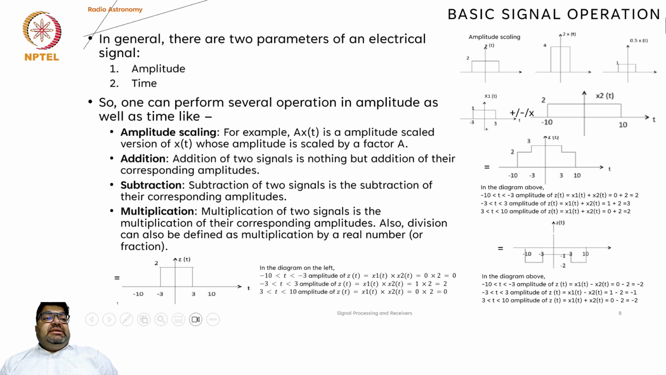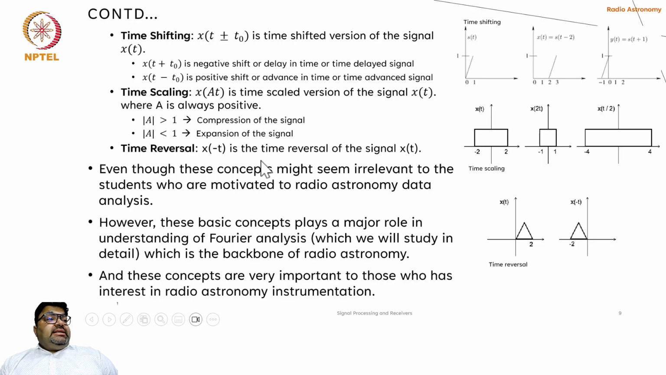So how are the basic signal operations defined? In general, there are two parameters for an electrical signal: amplitude and time. So one can perform several operations in amplitude as well as time, like amplitude scaling, addition of two signals with corresponding amplitude, subtraction of two signals, multiplication of two signals, and time shifting, which shifts the time.